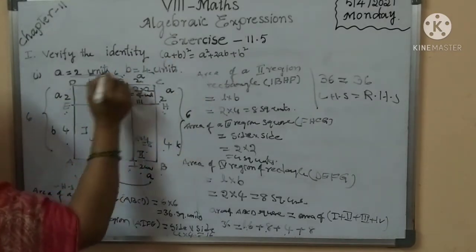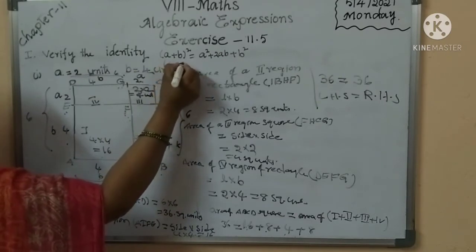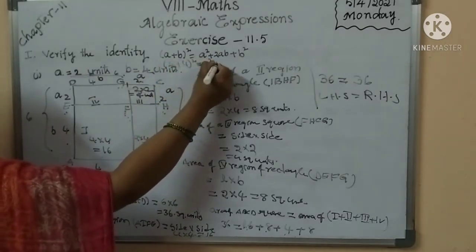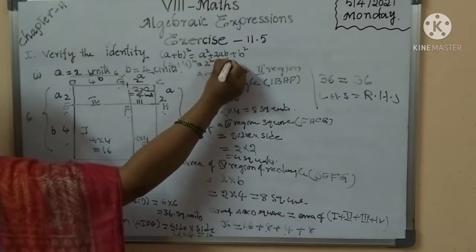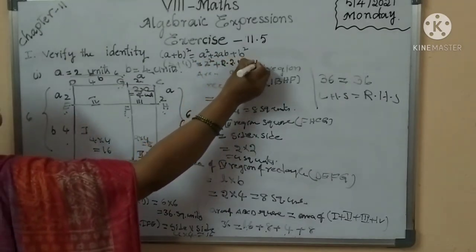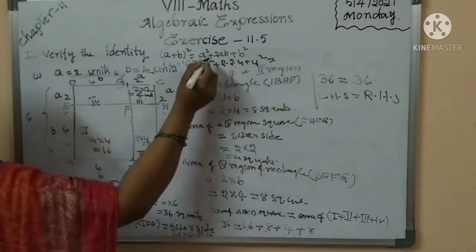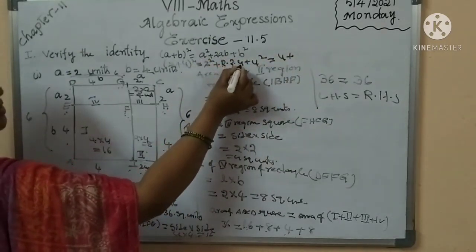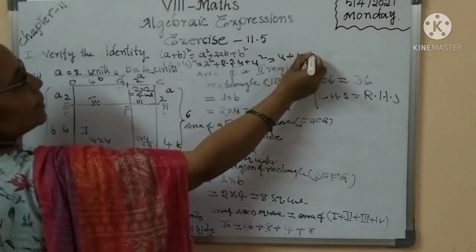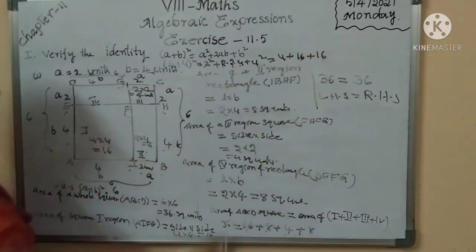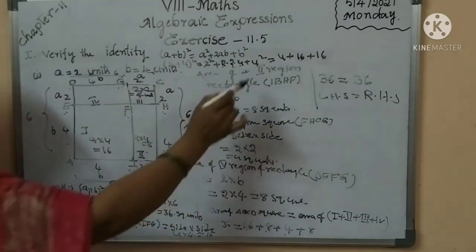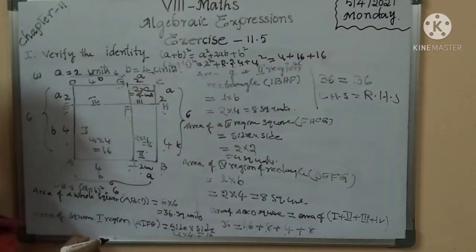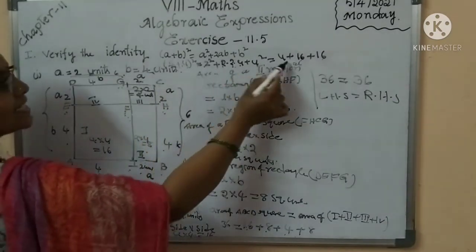So (a plus b) whole square equal to a square plus 2ab plus b square. With a as 2 and b as 4: 2 square plus 2 into 2 into 4 plus 4 square. 2 2s are 4, plus 2 2s are 4, plus 4 4s are 16, plus 4 4s are 16. 16 plus 16 is 32, 32 plus 4 is 36. So 2 plus 4 is 6, 6 6s are 36. 36 equal to 36.